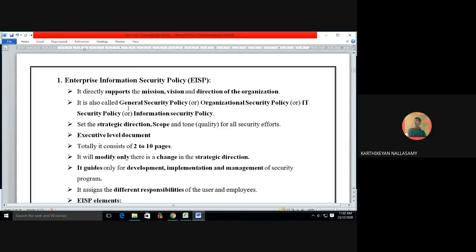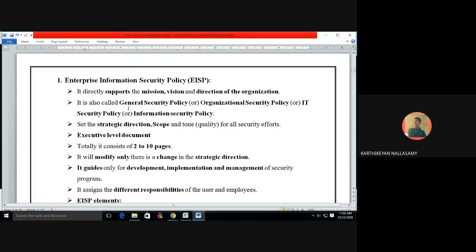This EISP is also called a GSP, or organization security policy, or IT security policy, or information security policy. It must support strategic planning, so we need to define the strategic direction in order to meet our goals.